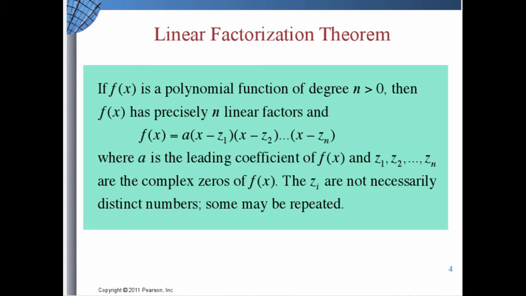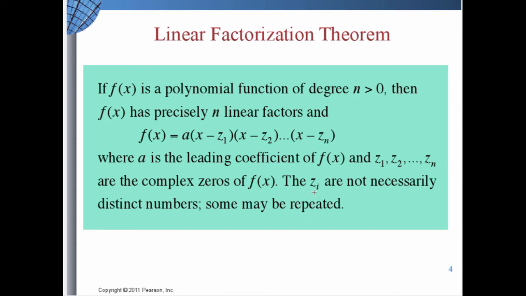Another theorem that we have is what's called the linear factorization theorem. If f of x is a polynomial function of degree n greater than 0, then f of x has precisely n linear factors, and f of x equals a times the quantity x minus z sub 1 times the quantity x minus z sub 2, and so on until we get to the final factor x minus z sub n. And the z sub 1, z sub 2, and z sub n are all complex numbers. a is the leading coefficient, and like I said, the z's are the complex zeros.